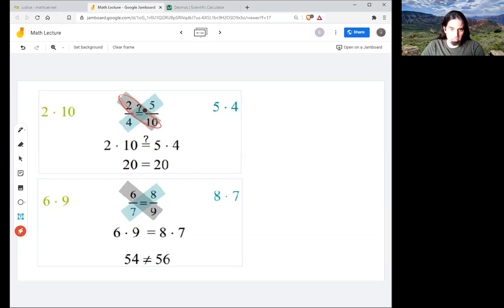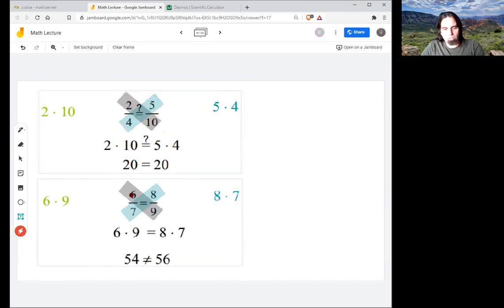2 times 10 and 5 times 4. So 2 times 10 from the gray diagonal, 5 times 4 from the blue diagonal. Is it true that 2 times 10 and 5 times 4 are the same? Yes, they're both 20. Therefore, this was true also.